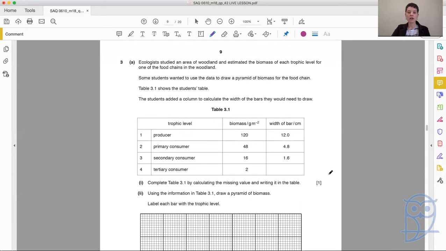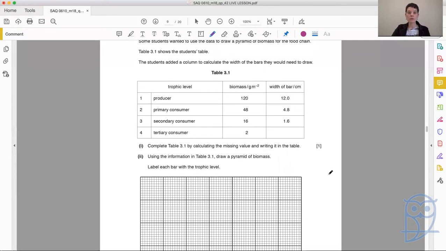The students added a column to calculate the width of the bars they would need to draw. So we have table 3.1. We have trophic levels 1, 2, 3, and 4. Producer, primary consumer, secondary consumer, tertiary consumer, all makes sense. Biomass, we have 120 grams per meter squared, 48, 16, and 2. So in order to represent the biomass, they must draw a width of a bar that is 12 centimeters to represent 120, 4.8 centimeters to represent 48, and 1.6 centimeters to represent 16. And we're guessing we're going to fill that in.